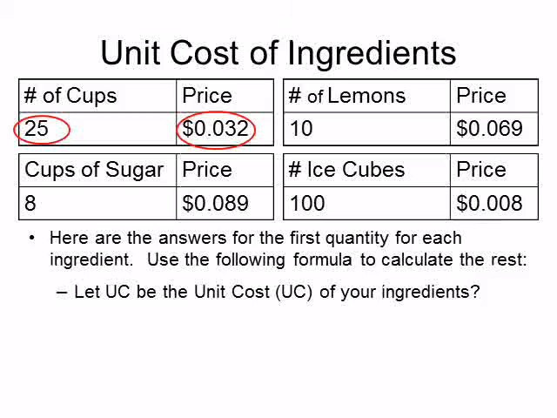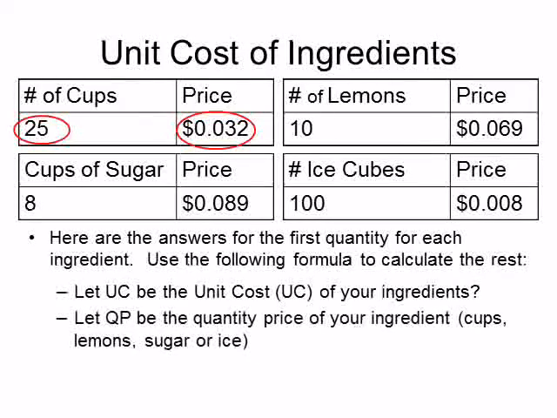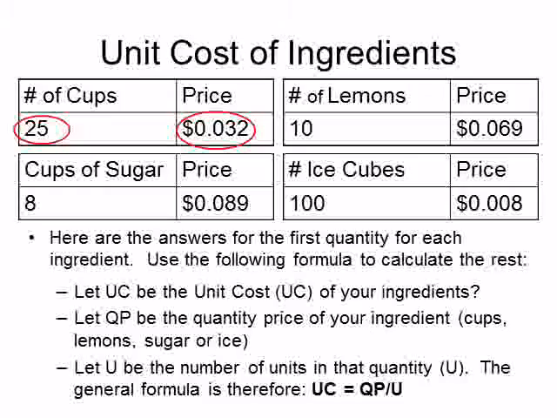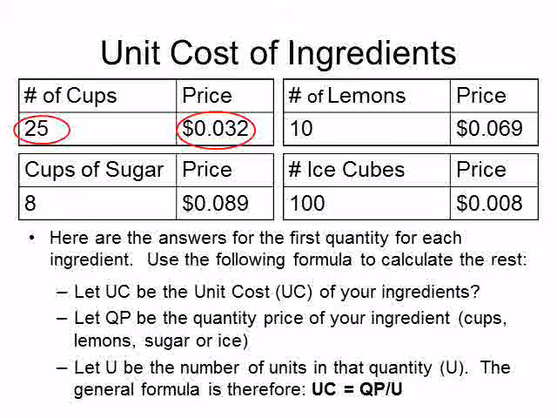And so using the following formula to calculate the rest, we can say that unit cost will become the letters UC for your ingredients. Since we have a quantity price, let's have the letters QP stand for quantity price of your ingredients, such as cups, lemons, sugar, or ice. And let's let U, the letter U, be the number of units in that particular quantity. So the general formula is going to be UC is equal to QP divided by U.